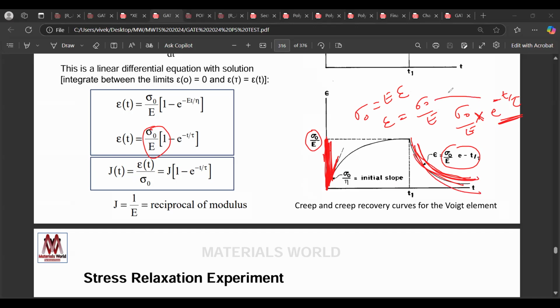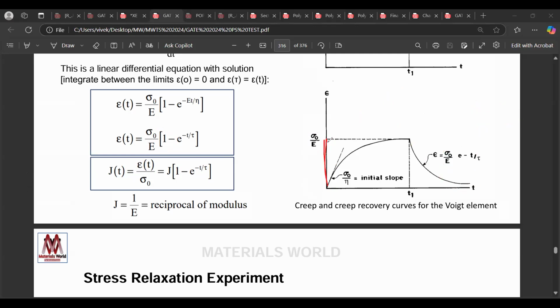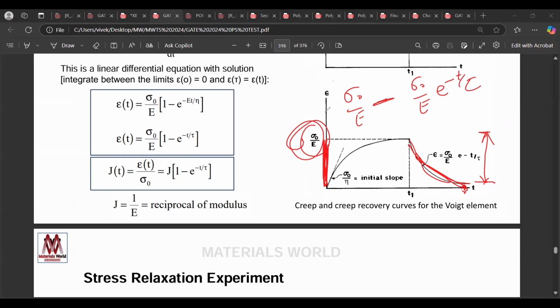If you combine both of them, right? Because you have to subtract, no? This is strain, minus this is strain, that is reduced, from this to this. If you subtract, you'll get this strain, and that is your strain after time t. So you don't need to remember, because this is the instantaneous sigma naught by E, and you have to subtract this. This value is reduced by which factor? E to the power minus t by tau. That's it. This is your equation.